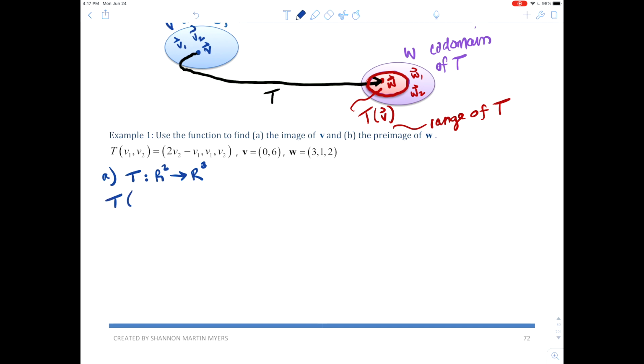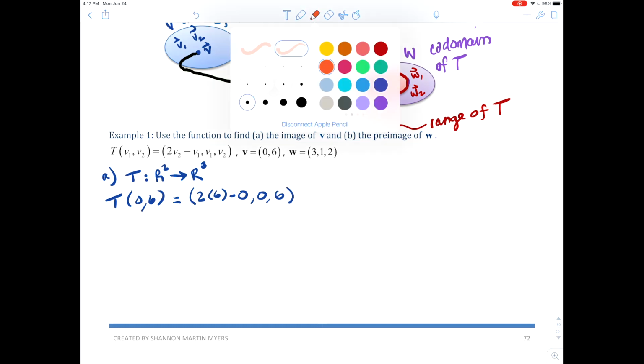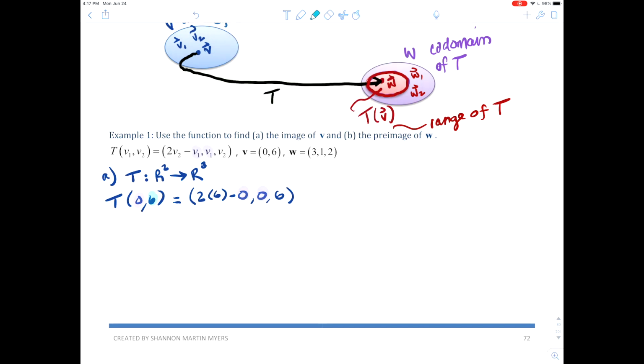Okay, so, all right, what have we been given? We've been given T at (0, 6). Well, what does that equal? Wherever we see a v1, we'll plug in 0. Wherever we see a v2, we'll plug in 6. So (2 times 6 minus 0, 0, 6). And where am I getting this? I'm getting this from the v1s and the v2s. We're plugging in 6 for v2, and that's where we got them. Okay, so this is a more straightforward problem.